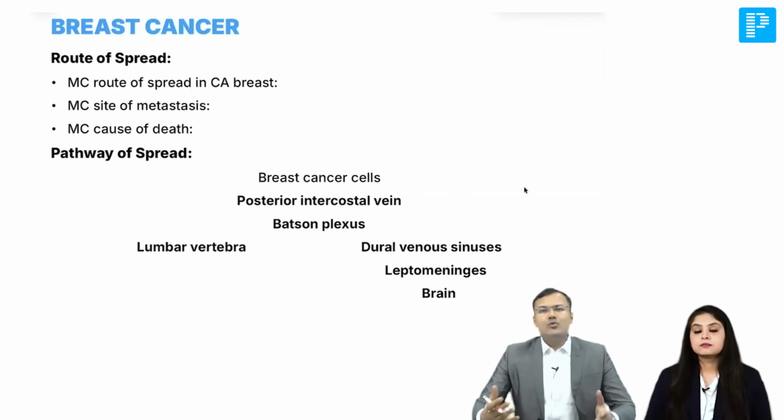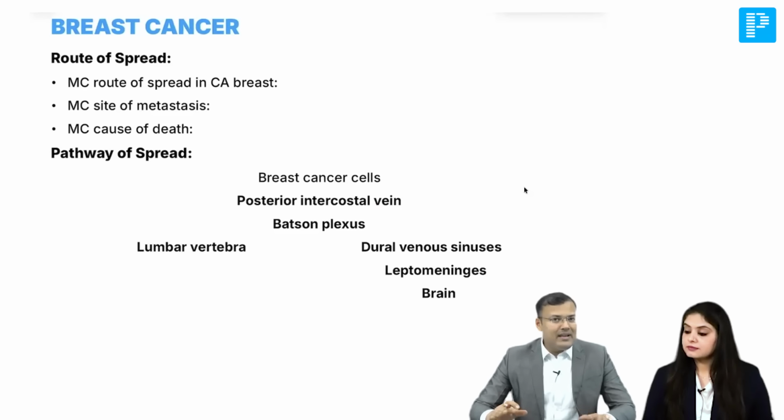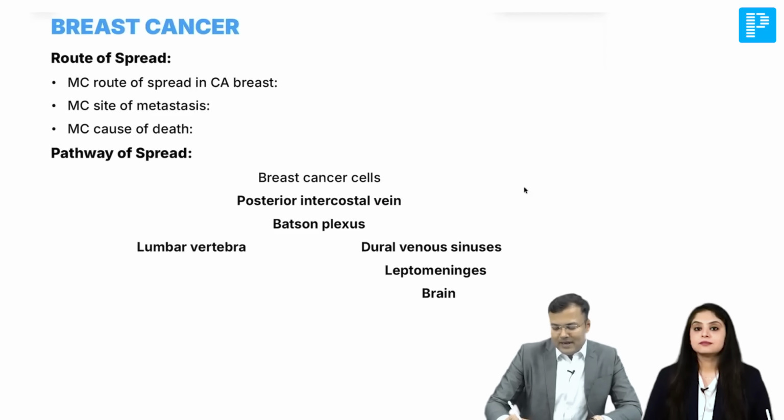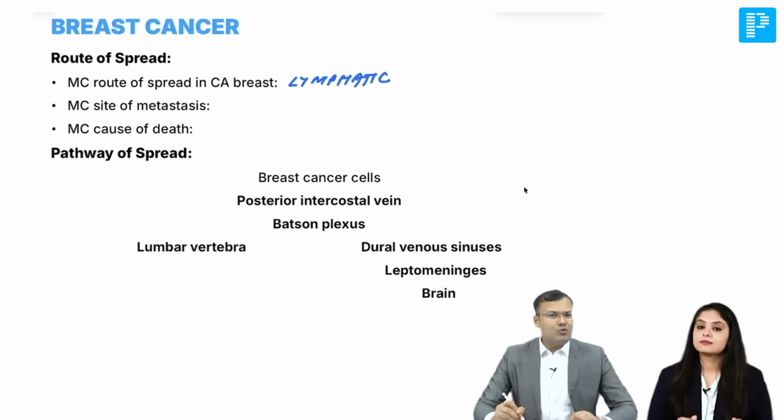After that, what is the route of spread? You know, there are carcinomas and there are sarcomas. In sarcomas, there is exclusively hematogenous spread. There are certain sarcomas which are exceptions, but in carcinoma, there can be hematogenous as well as lymphatic spread. If a malignancy is arising from a gland, usually adenocarcinoma, the most common route of spread is lymphatic. So in breast cancer, both lymphatic as well as hematogenous spread is there. But guys, the most common route of spread is lymphatic.